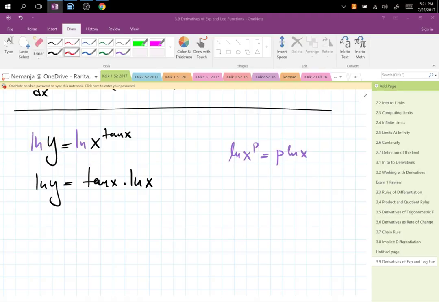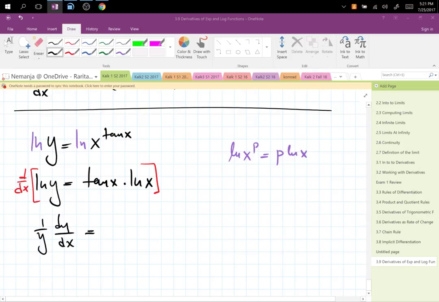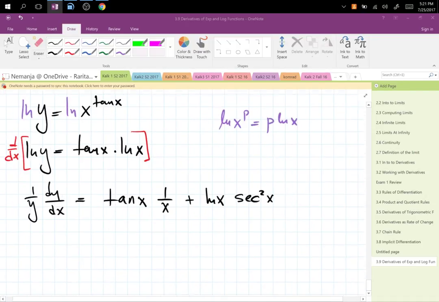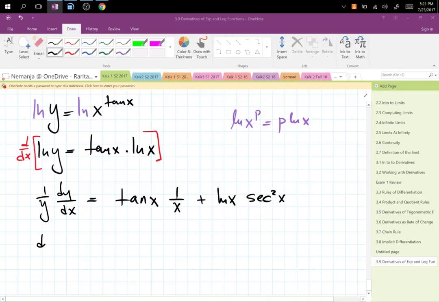So now when I have this, we differentiate and we get 1 over y dy dx is equal to, now we have a product rule, so copy the first times derivative of the second plus copy the second, times derivative of the first, which is secant squared x. So dy dx is equal to, the y goes to the other side, becomes x to the tangent x times tangent x over x plus ln x times secant squared x.